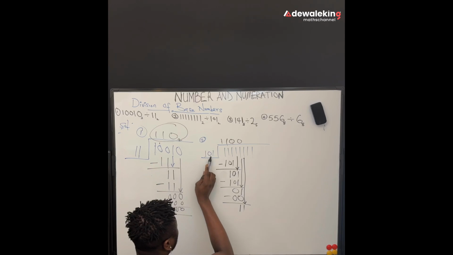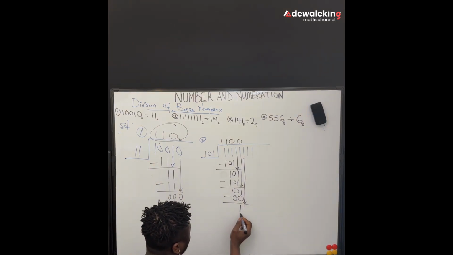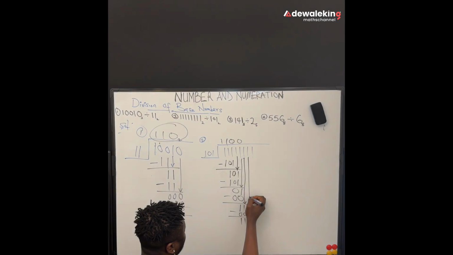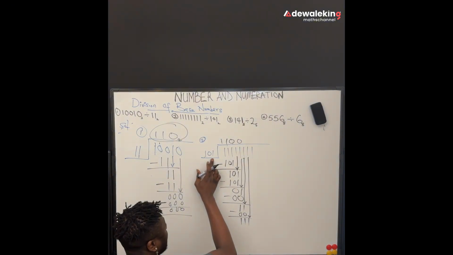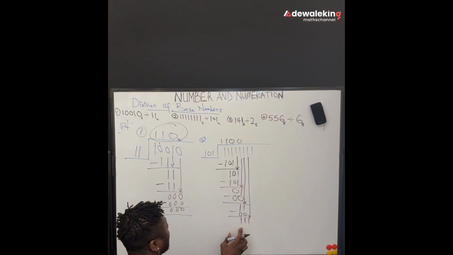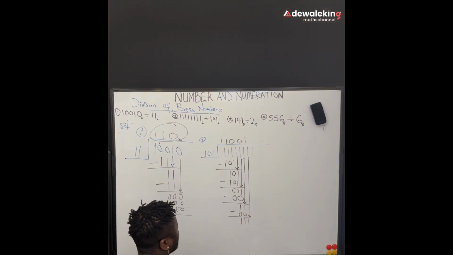0 times 101 will give us 0. You subtract, and you get 1. The next is to put this down, and that will be 1. So now we have 1, which is bigger than 101. So this and this will give us 1.